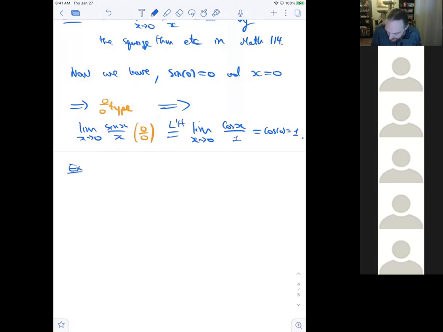Example 2. Okay, so what if I have the limit as x approaches 0 of the square root of 1 plus x, minus 1, over x?